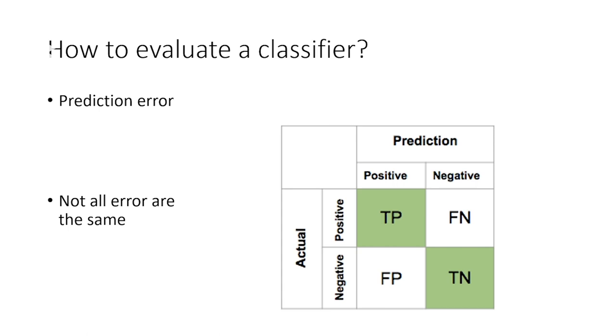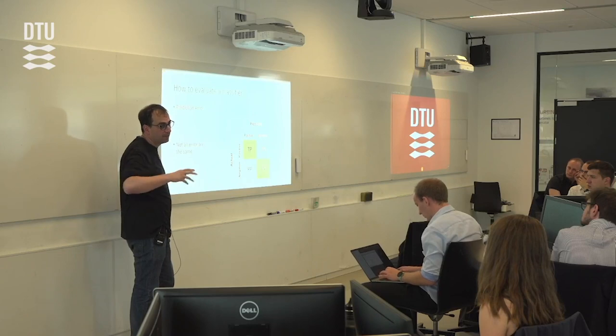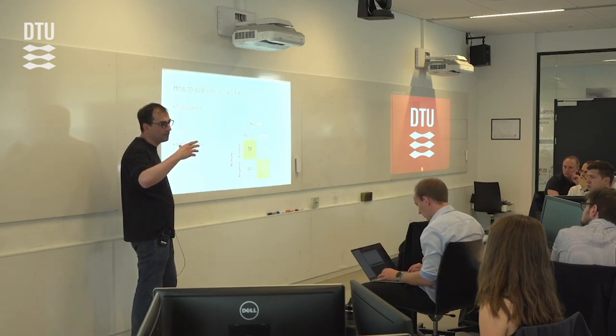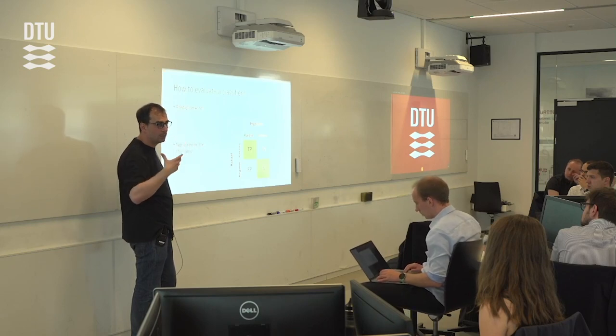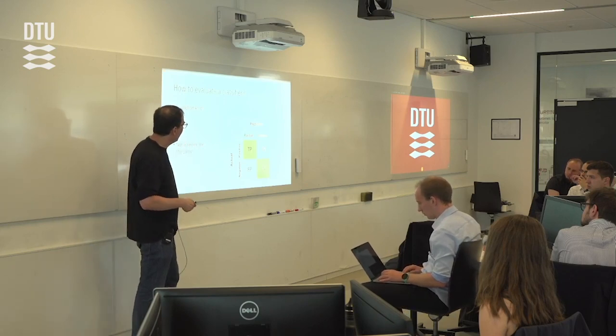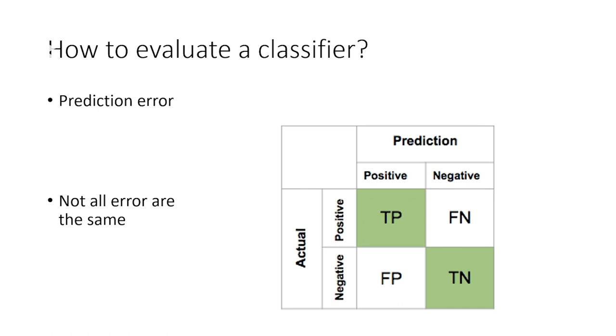So basically, you're right when you're in the green, true positive and true negative, and you're wrong when you're in the white. Now, you would agree with me that for some problems, for example, if I want to predict when a machinery is going to fail, when the wind is not going to blow, there might be a big difference between false positive and false negative. The errors are not the same. Each of those errors has different weights.